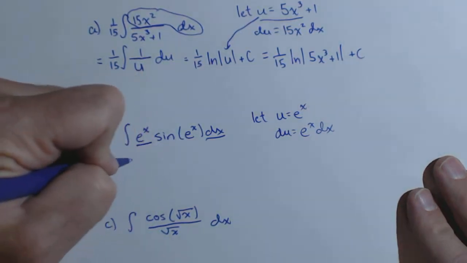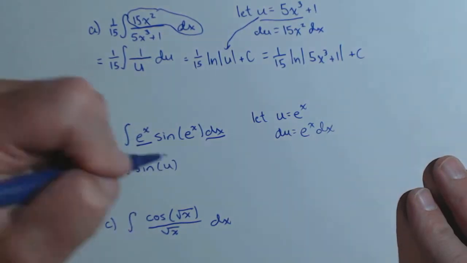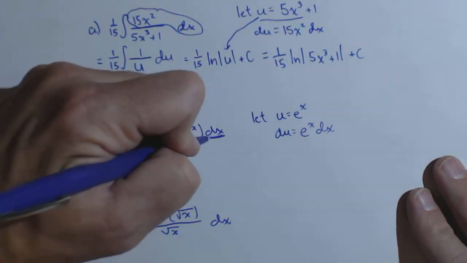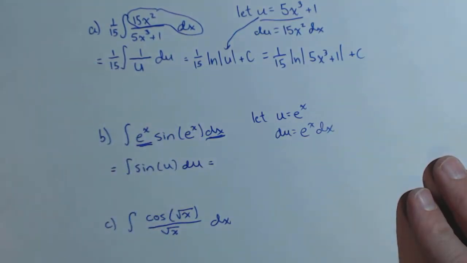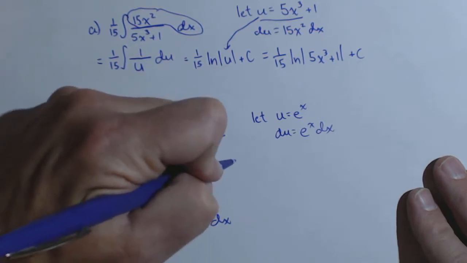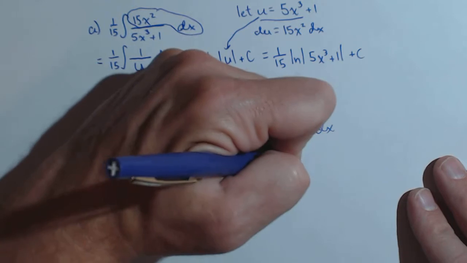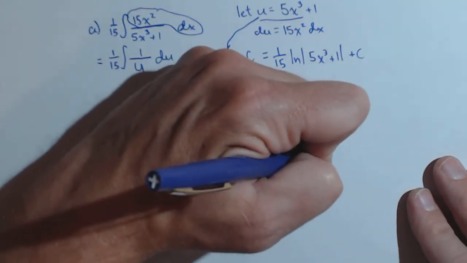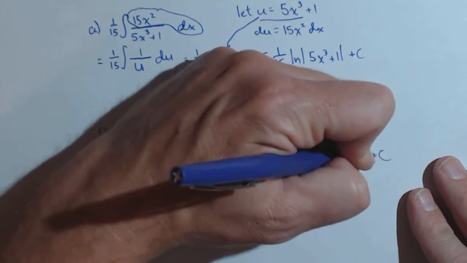So this is going to be the antiderivative of sine of u, and then e to the x dx is my du, and I get actually a pretty nice little neat integral, which will be negative cosine of u plus c. And substituting back, we get negative cosine of e to the x plus c.